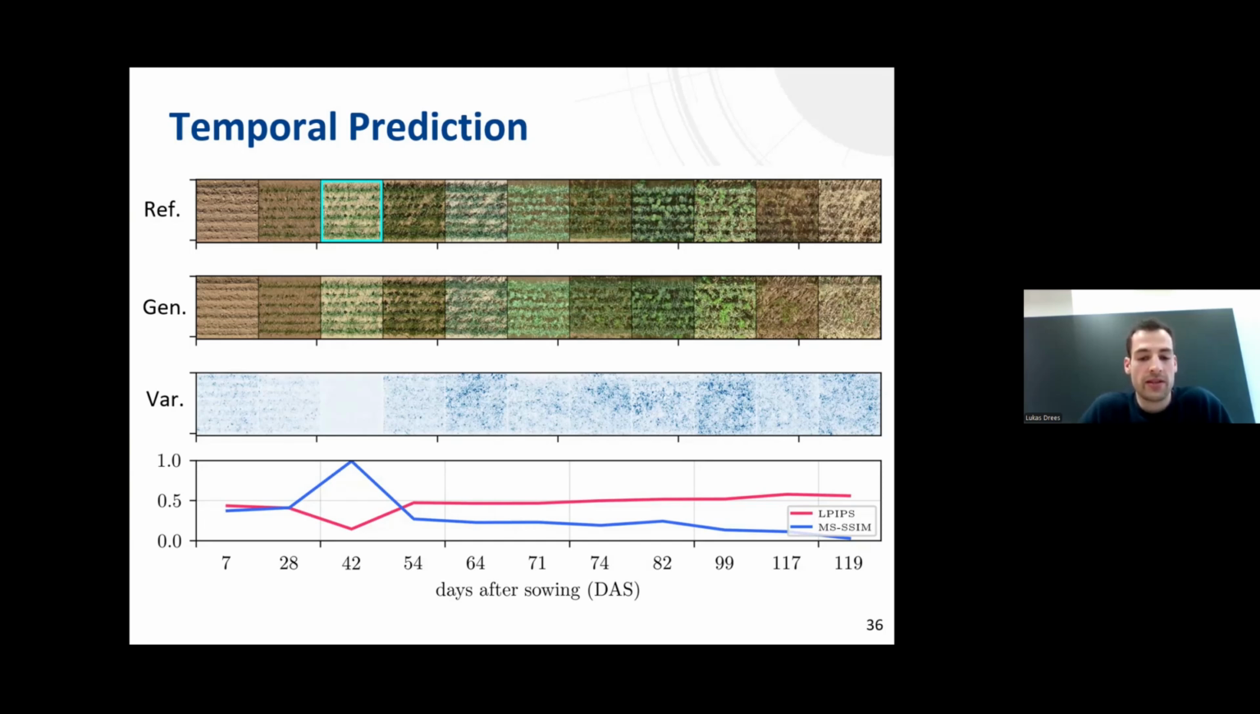Also, the variance is very low in the end, and it's another thing which could be improved, because when you do a prediction about 70 days into the future, like 10 weeks into the future, I would expect that the model is a bit more uncertain about how the plant will look like. But this we want to try to tackle in other papers.